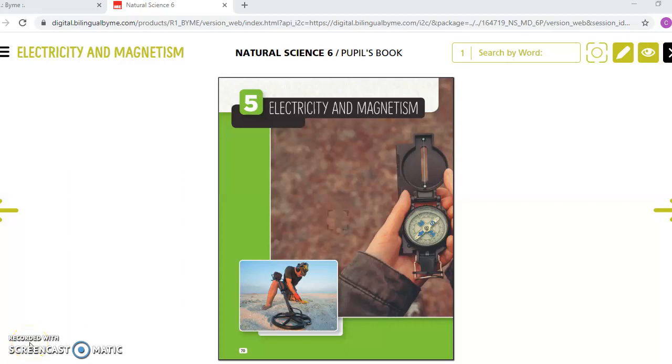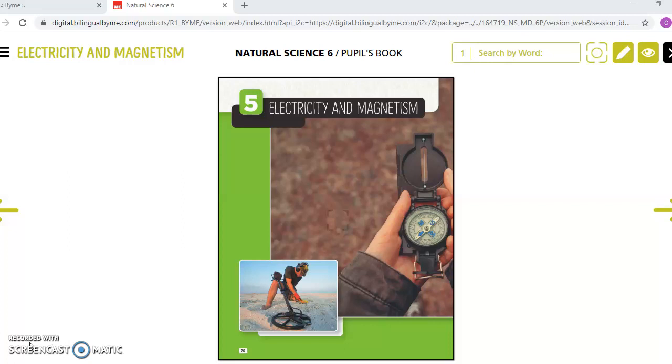Okay, year 6, we are starting a new unit of natural science. This unit is unit number 5, electricity and magnetism. You can find the unit on pages 70 and 71 of your books. But if you are watching the video, you don't really need your books with you. What you need is your notebook and your pen or pencil, to start doing the activity.